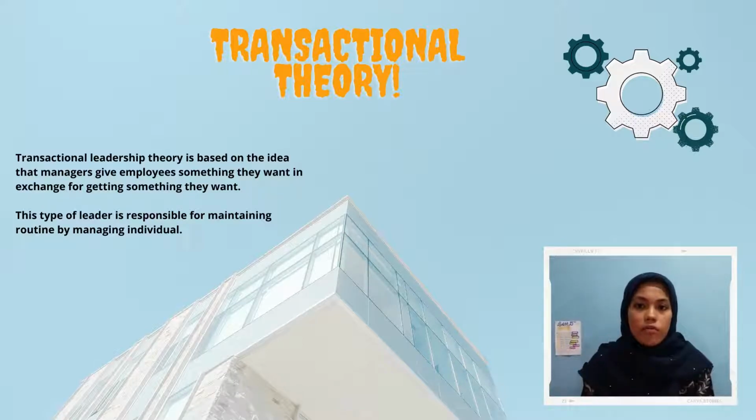Transactional leaders have formal authority and positions of responsibility in an organization. This type of leader is responsible for maintaining routine by managing individual performance and facilitating group performance.